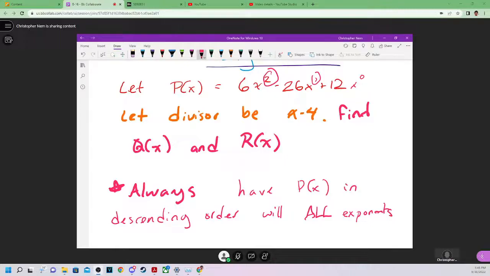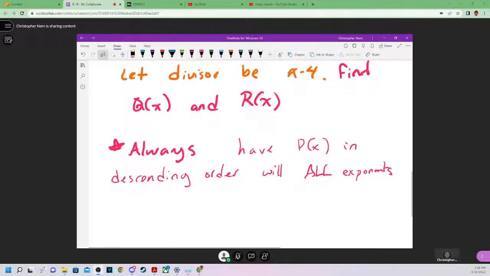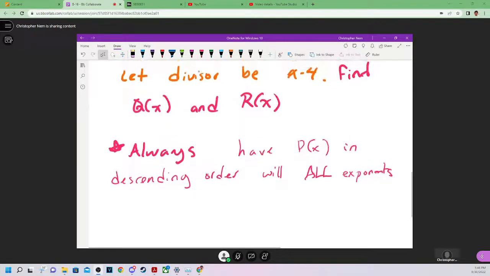And even if I'm missing a term, let's suppose that this was 6x squared plus 12, I have to have a term with the first power. So I would have to say plus 0x to the first power. So I'll give you examples on that later on. So first, let's actually work this out.